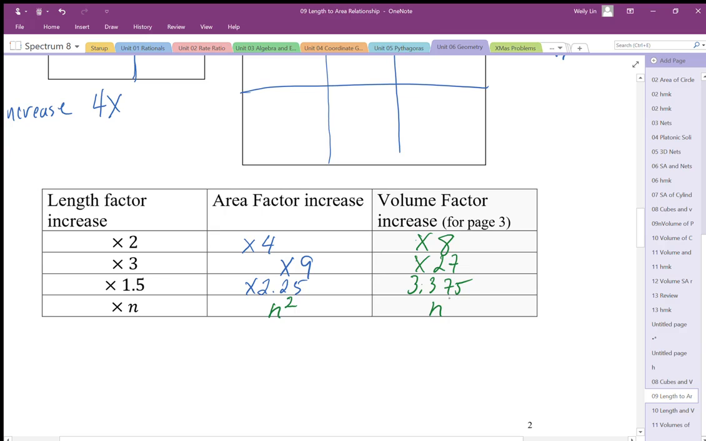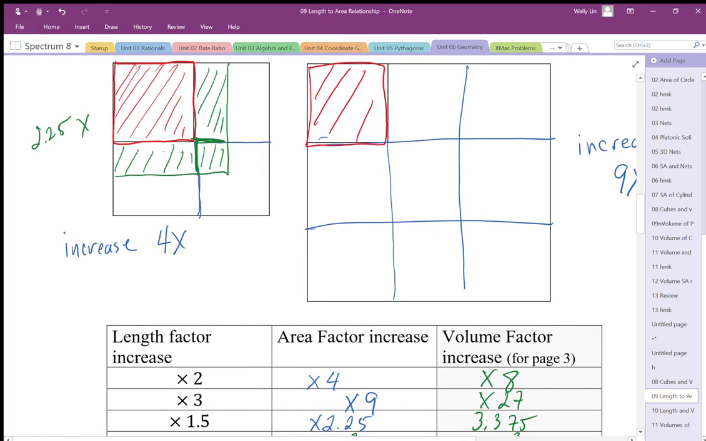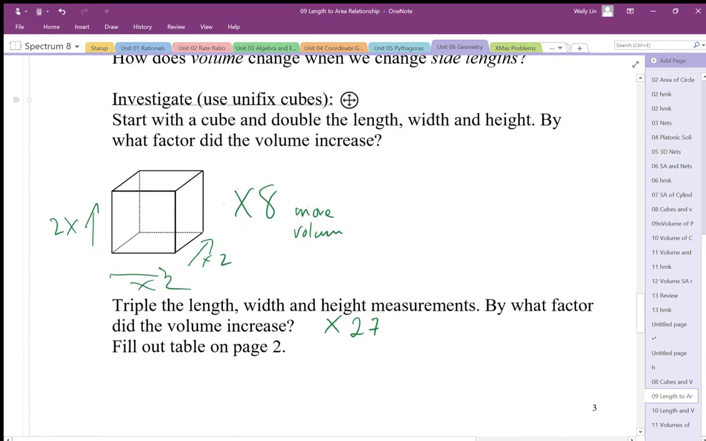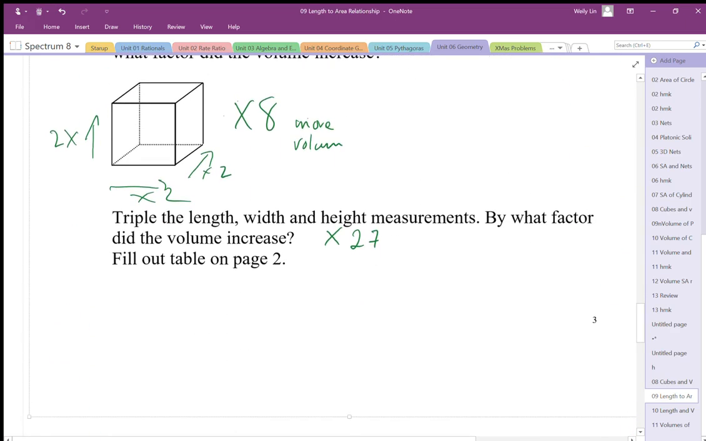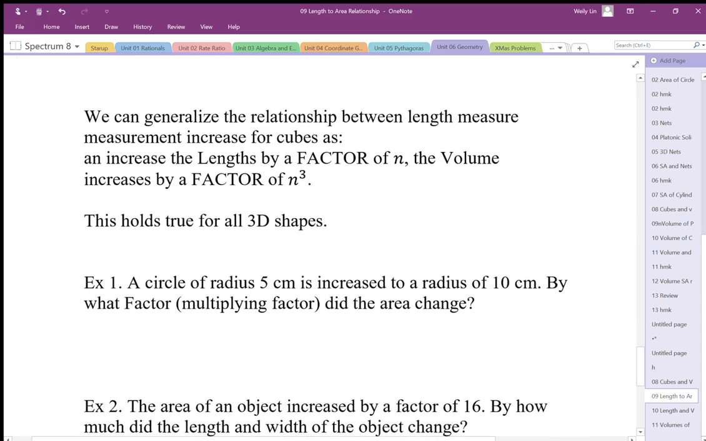And in general, if I increase the length by a factor of n, I'm going to have n cubed more volume. And again, we're talking about factors, multipliers. Okay, so that's why I haven't given you really a specific starting area or a specific starting volume. This works for all relationships. Okay? So we can try some problems here.